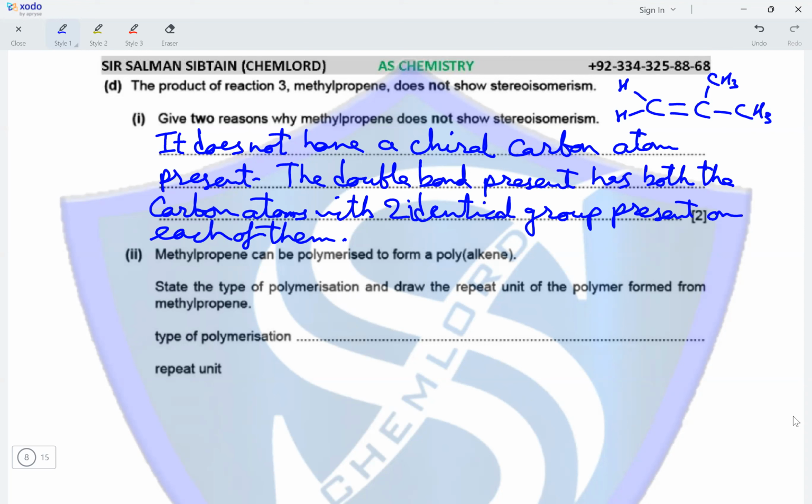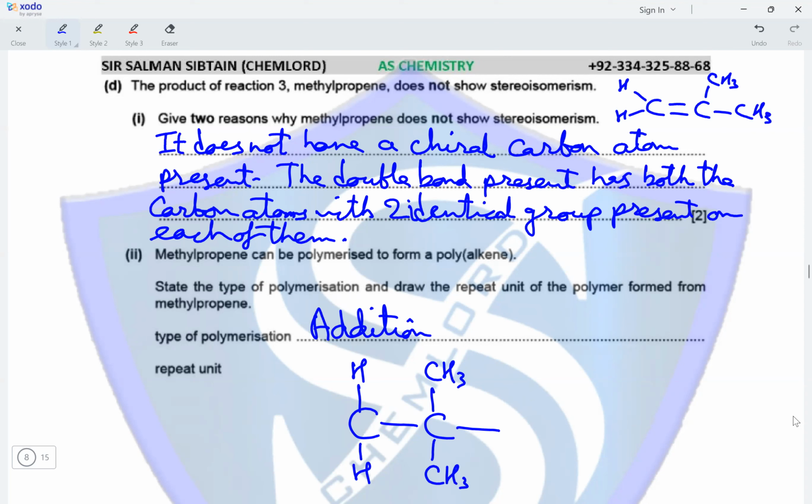Next, methylpropene can be polymerized to form polyalkene. State the type of polymerization and draw the repeat unit of the polymer formed from methylpropene. So the type of polymerization would be addition polymerization, and the repeat unit would have a carbon atom with two hydrogen atoms bonded to it, and another carbon atom with two methyl groups bonded to it. So this is one repeat unit of methylpropene.